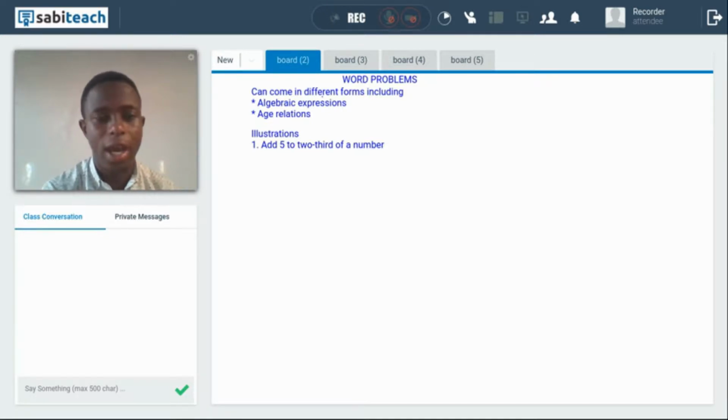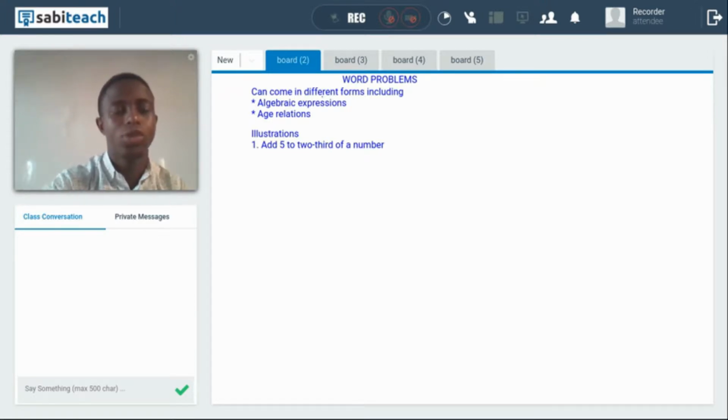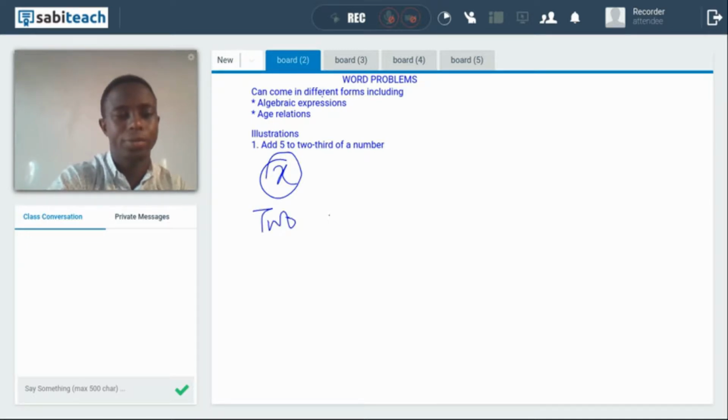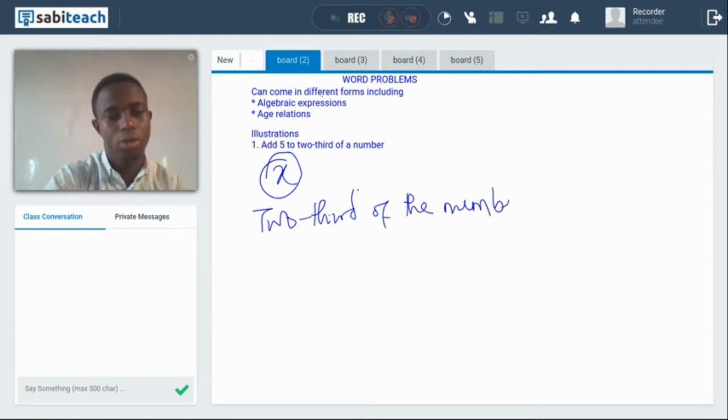The first one says, add 5 to 2/3 of a number. How do you interpret that? Add 5 to 2/3 of a number. I don't know what the number is, so I can call the number x. So if I call the number x, the instruction says add 5 to 2/3 of this. So what I will ask you now is, 2/3 of the number, which we don't know, should be written how?